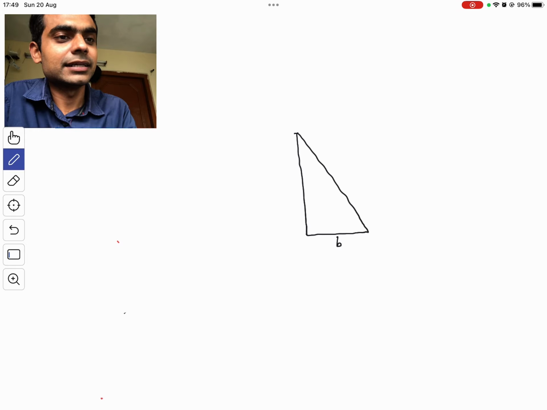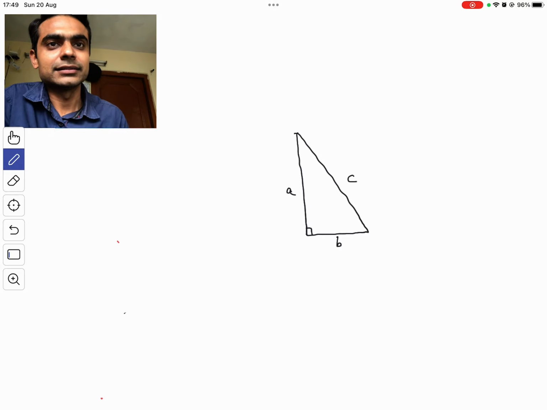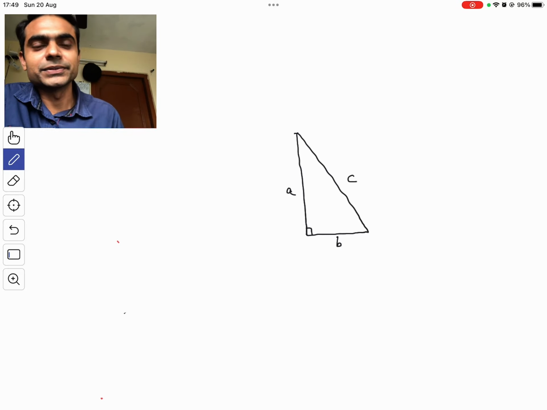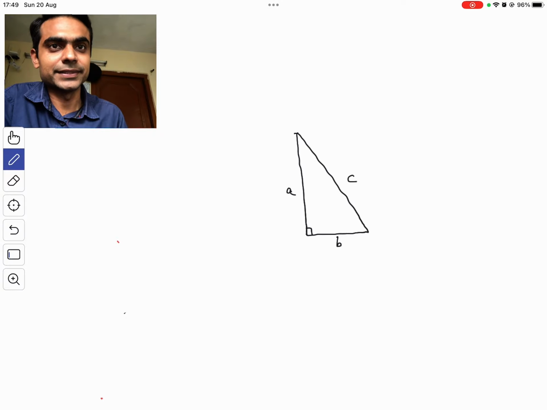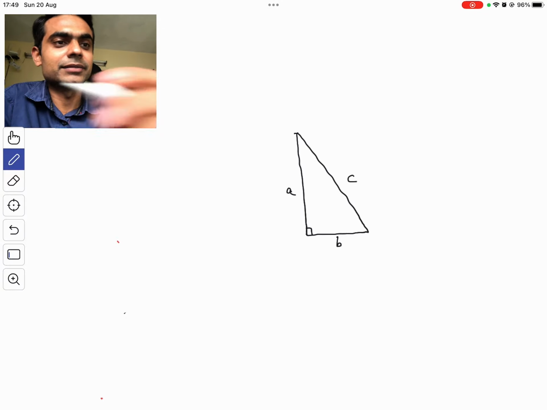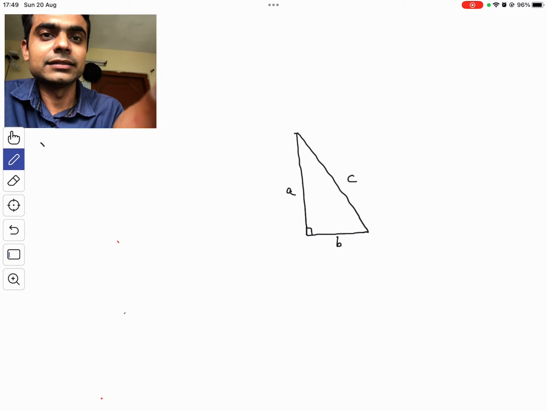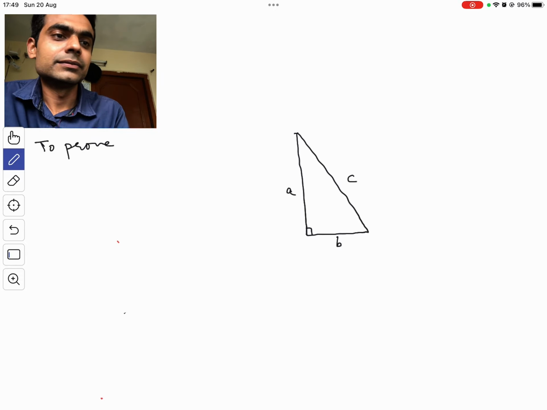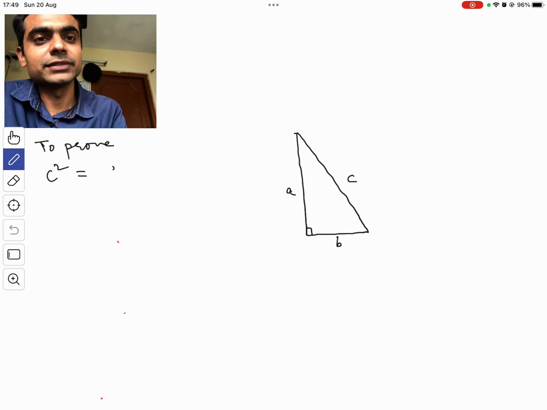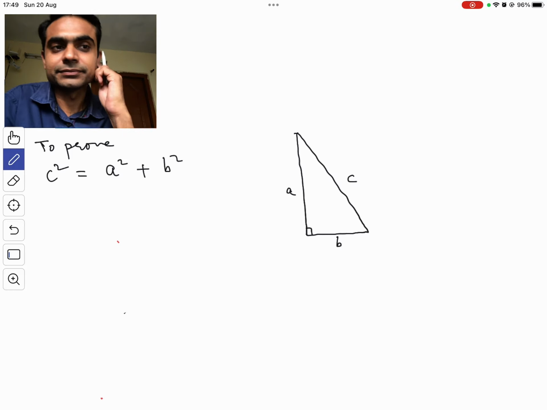So B is the base here, A is the height, and C is the hypotenuse, and the bottom corner is 90 degrees, and the side opposite to the 90 degrees is the hypotenuse. And what we are going to prove here is that the square of the hypotenuse is equal to the sum of the squares of the height and the base.